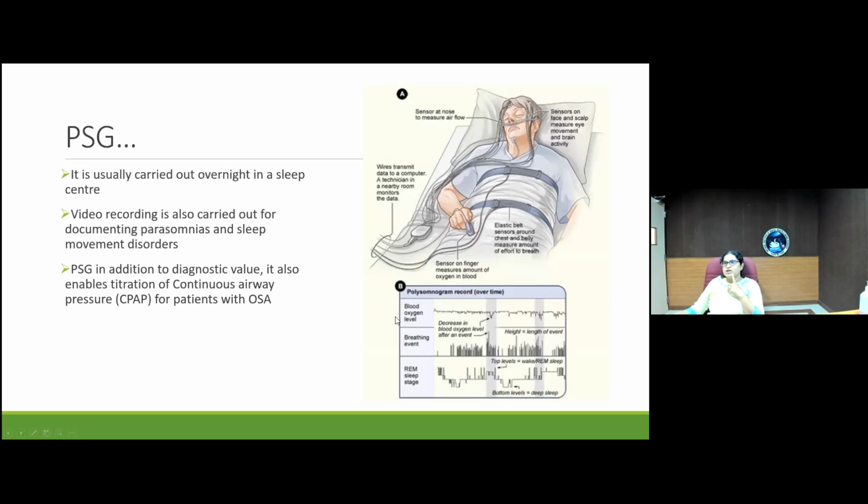So this is a typical polysomnography record that is displayed here. It basically gives the blood oxygen level, the breathing pattern, as you can see where the dip occurred, and what happened to the other sleep patterns. Here we can see the REM sleep pattern, which has been identified through the EEG leads.